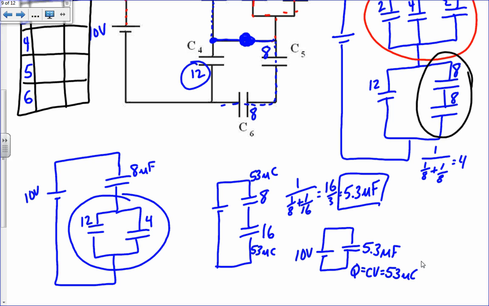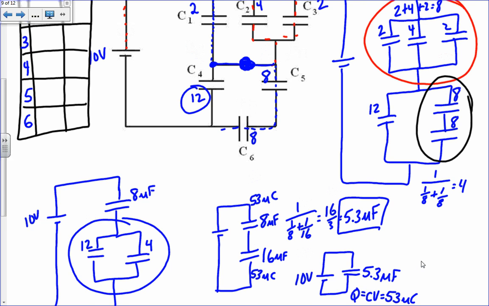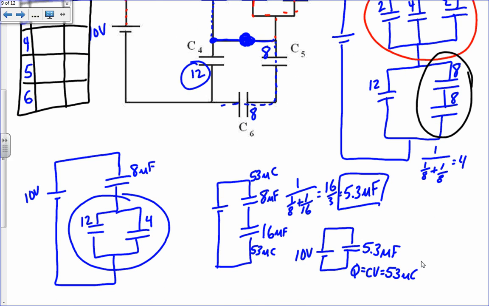We had 53 microcoulombs on both of these capacitors. This was 16 microfarads, 8 microfarads. Now I can find the voltage for each of these capacitors. Remember, Q is equal to CV, so voltage is equal to Q over C. So here on this top capacitor, I get 53 over 8.